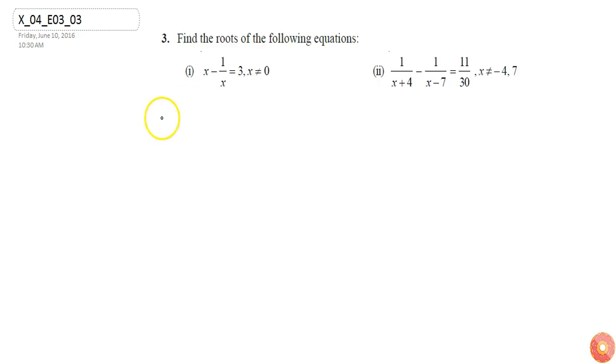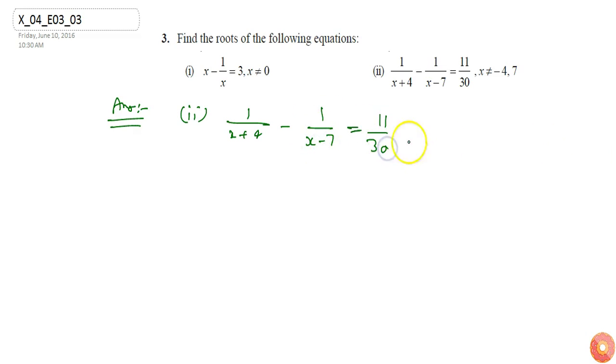Here in this question I'm solving the part 2, and you can solve the part 1 using the concept here. So here in the question part 2 we are given 1 by x plus 4 minus 1 by x minus 7 equals to 11 by 30.